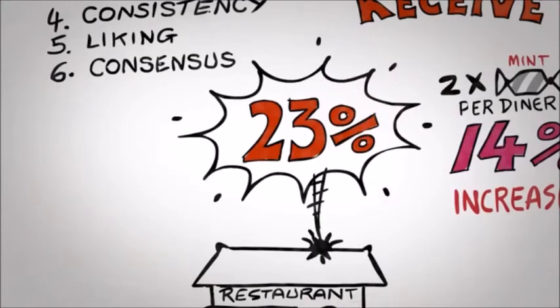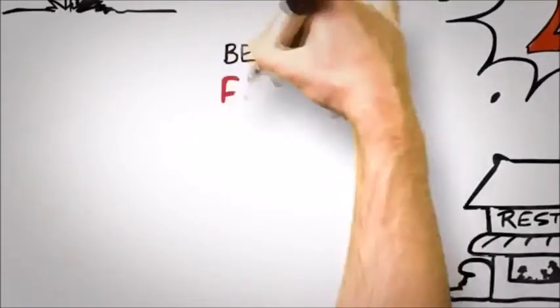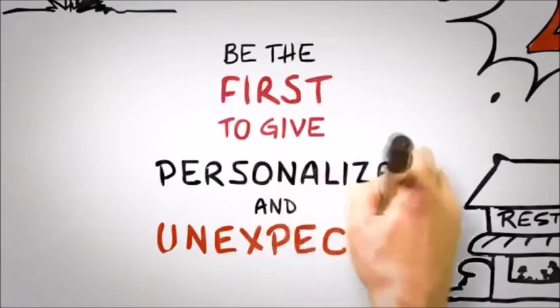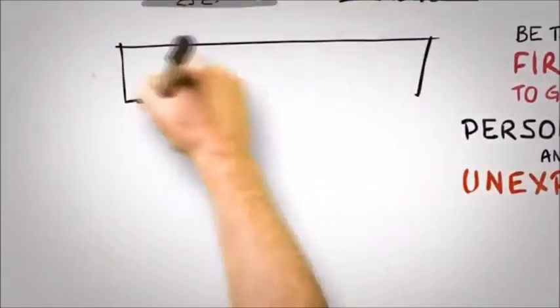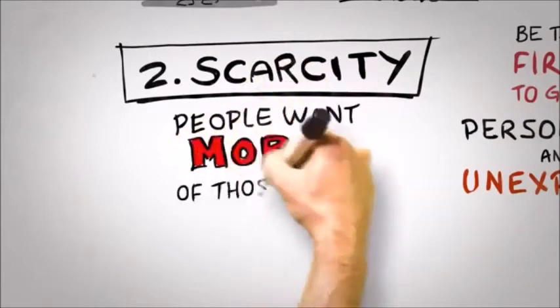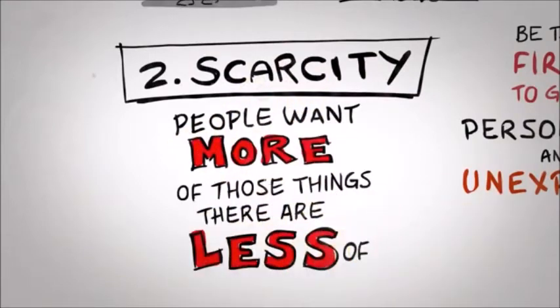So the key to using the principle of reciprocation is to be the first to give and to ensure that what you give is personalized and unexpected. The second universal principle of persuasion is scarcity. Simply put, people want more of those things they can have less of.